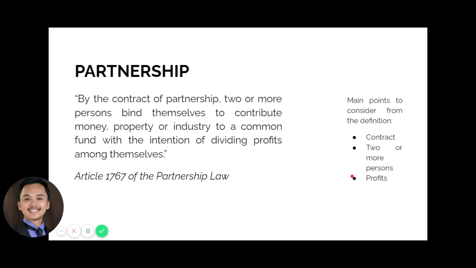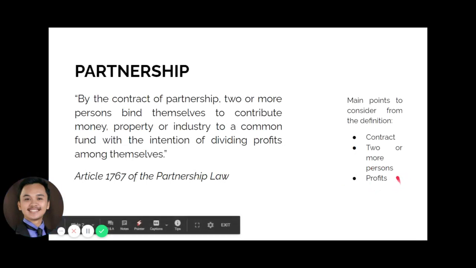Another is two or more persons. As I've said earlier and as can be observed in the partnership definition, you cannot create a partnership if you are alone. So the requisite for you to enter into or create a partnership is that you should have at least a partner. And lastly, profits. These profits will be divided among the partners at the end of a particular accounting period. The division of profits and the different ways on how we are going to distribute profits among the partners will be discussed in the next unit learning objective, which is the partnership operation.